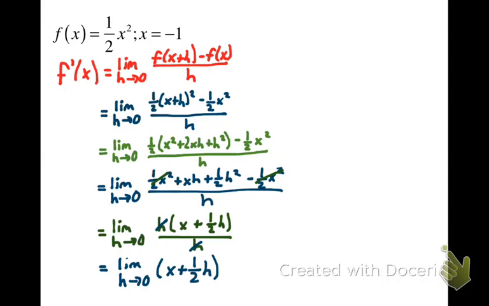And then since there's no h in the denominator anymore, all we have to do in order to find that limit is simply substitute 0 in place of h. And if you substitute 0 in place of h, you're going to get x plus 0, or x. Turns out the derivative of this function, 1/2 x squared, is simply x.